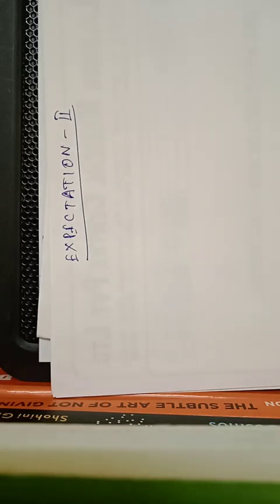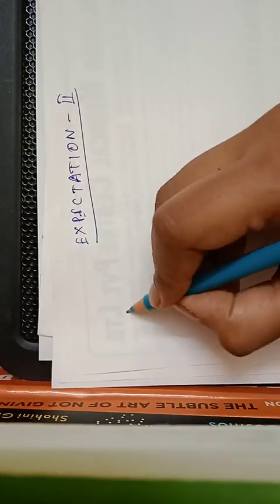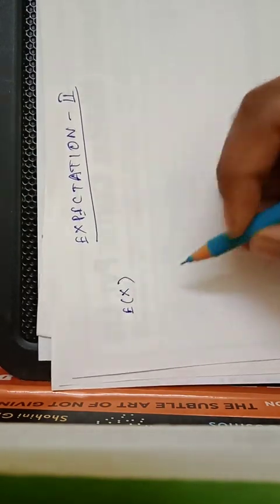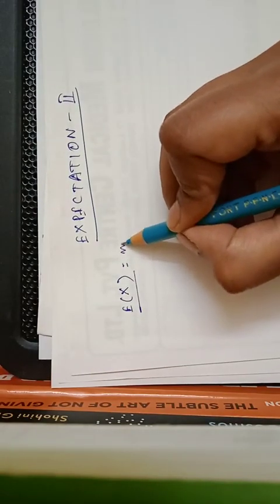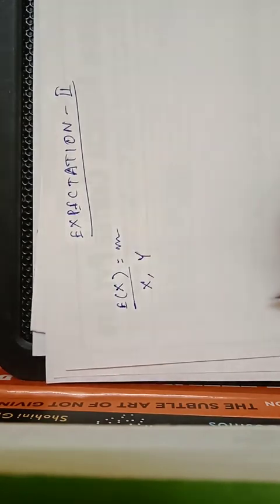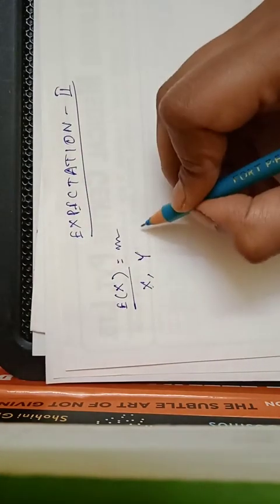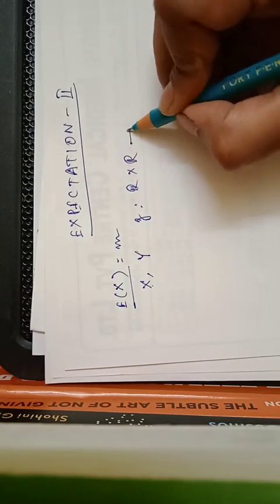Today we shall discuss mathematical expectation 2. 2 means here we shall consider two random variables. We have already known how to calculate expectation for one single variable, expectation of x, and we denote it by small m. Here we are considering two random variables x and y, and let g be a function from R cross R to R.